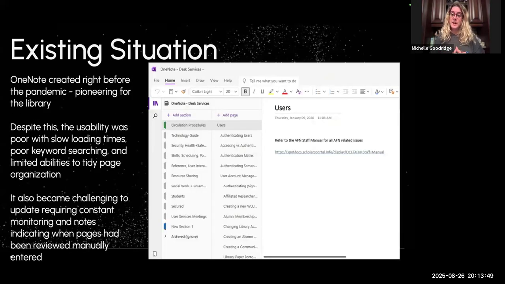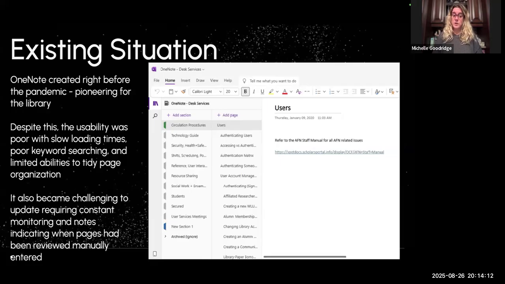What we were using to try to gather all of our documents was something called OneNote. Obviously we had SharePoint, we had places where we could put things like in a J drive, a local drive, but we were pioneering this at the beginning of the pandemic. OneNote was set up to try to capture all of our documentation. However, despite this, usability was pretty poor.